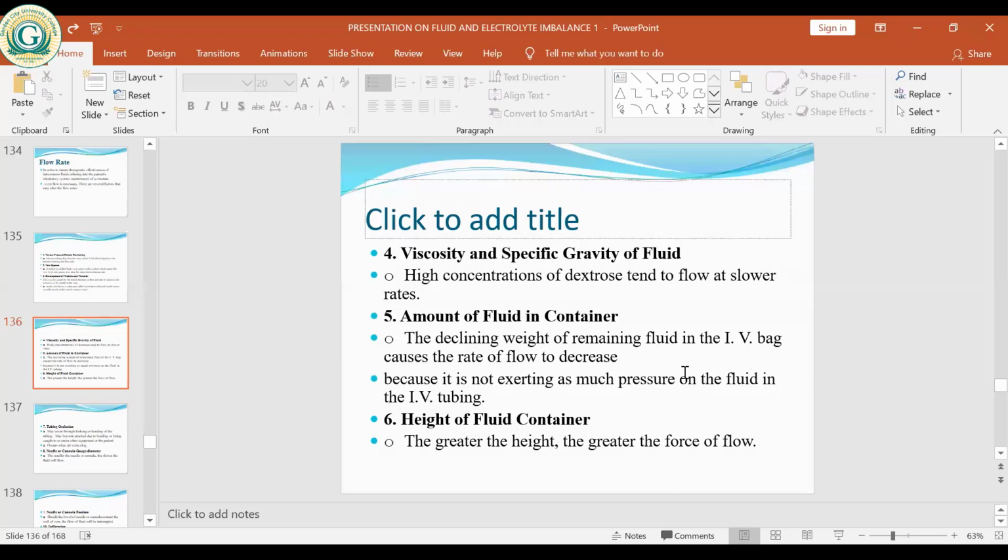Height of the fluid container. I talked about that. If you want the fluid to flow, it should be at least 3 feet above the needle site or the cannula site, 3 feet. If you want it to flow fast, you move the drip stand higher and it will flow fast.